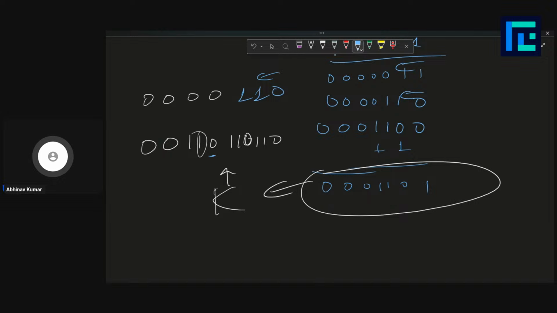You want to keep it 0, so shift again. If you shift it again, you get 1 1 0 0. Again with 1 1 0, you want to add 1, so add a plus 1, make it 1.